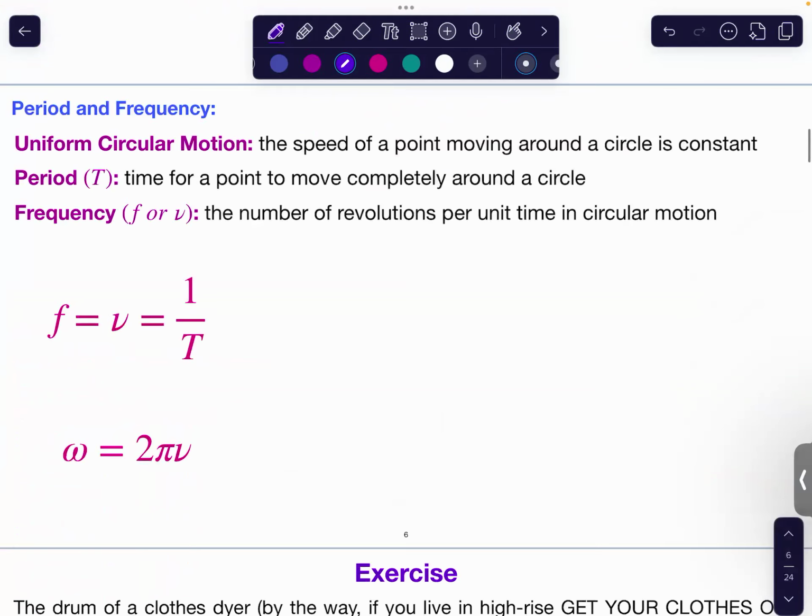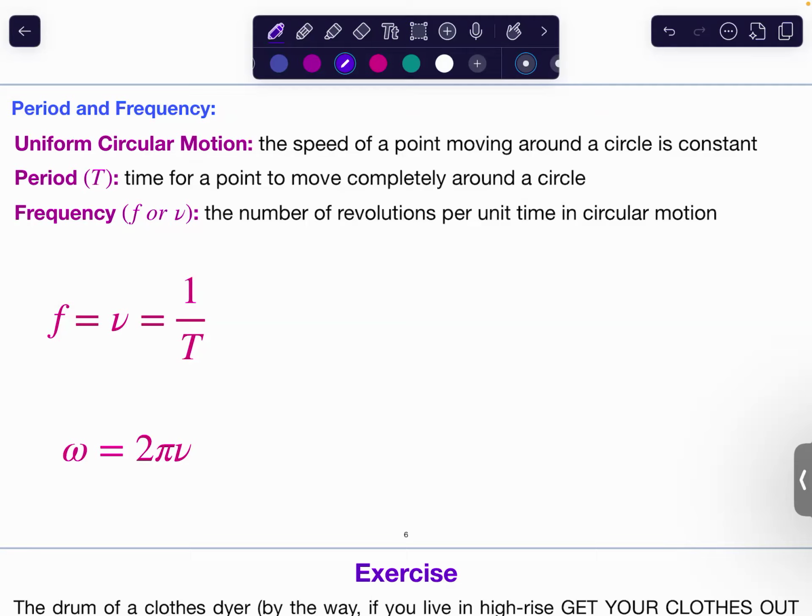Okay. So now we can talk a little bit about period and frequency, uniform circular motion. The period is the amount of time it takes for a single point, as you rotate around a circle, to go all the way around the circle. Now, your frequency is going to be 1 over your period.